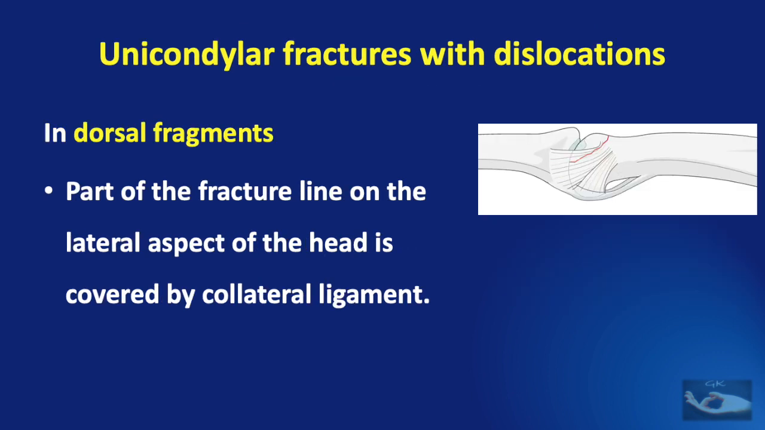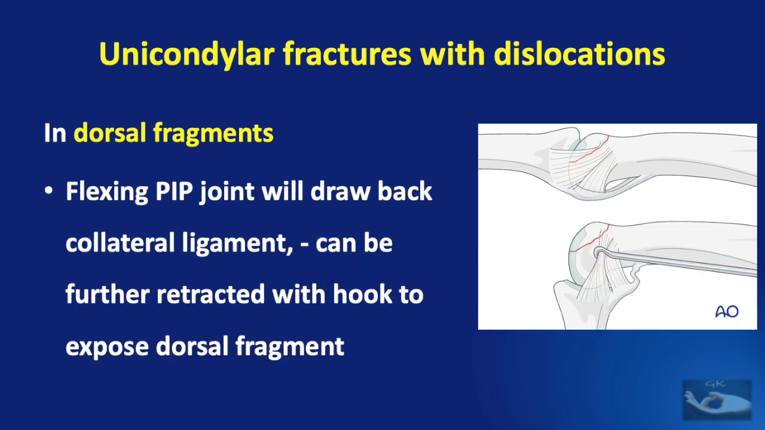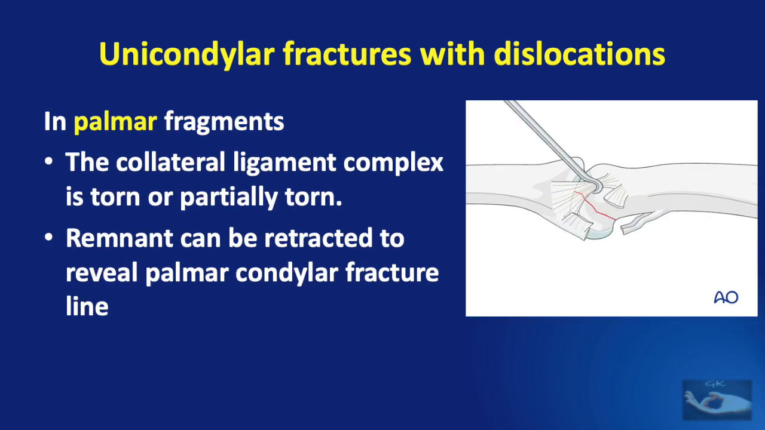If it is a dorsal coronal fragment, part of the fracture line on the lateral aspect of the head is covered by the collateral ligament. In such situations, flexing the PIP joint will draw back the collateral ligaments, and they can be further retracted with a hook to expose the dorsal fragment for fixation with a lag screw. In palmar fragments, the collateral ligament complex is torn or partially torn. The remnant can be retracted to reveal the palmar condylar fracture line for fixation.